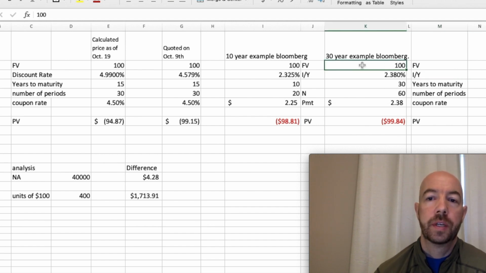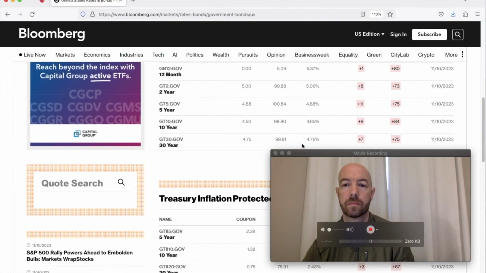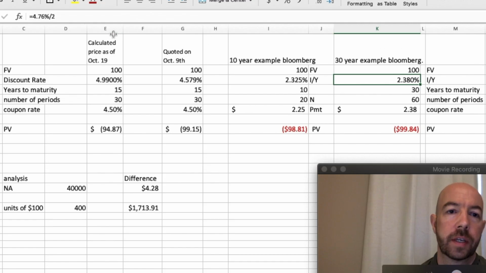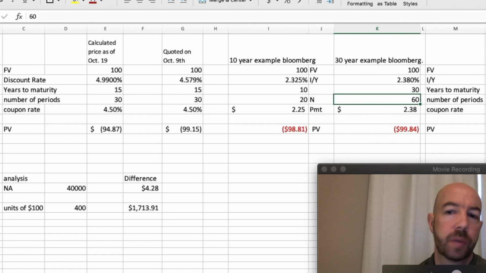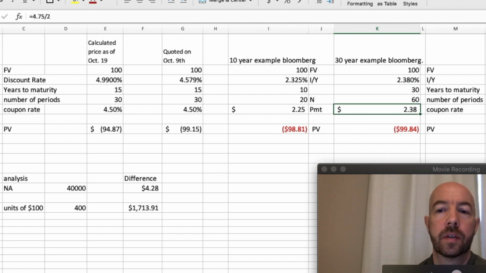So we put in the 100 for the future value, and on the I/Y key, we're doing the 4.76 divided by 2 because it's semi-annual. We have 30 years to maturity, but because we're having 2 payments or 2 coupons per year, that doubles the number of periods from 30 years to 60 periods. And then the coupon rate was 4.75. We have to divide that by 2.